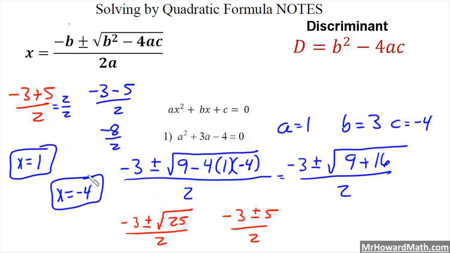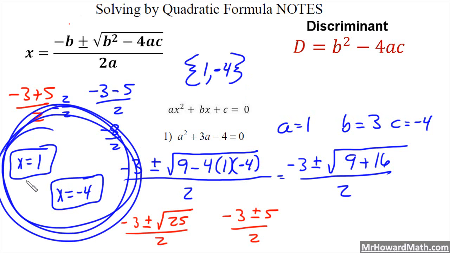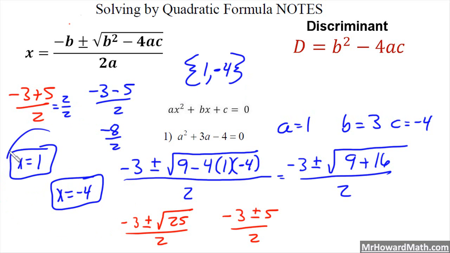So we have solutions of 1 and negative 4. So we could write them in those braces, 1 and negative 4 like this, or we could use this format here. I usually write it this way. This is the set notation you could use, or we'll use this most of the time. So two solutions, 1 and negative 4. This parabola crosses the x-axis at an x value of 1 and an x value of negative 4.